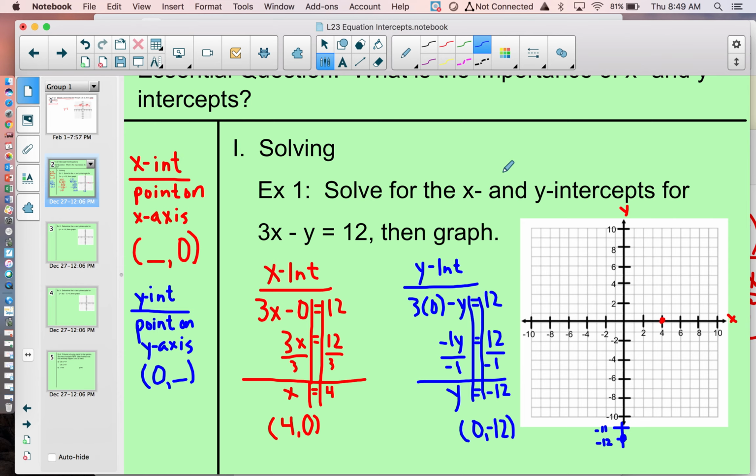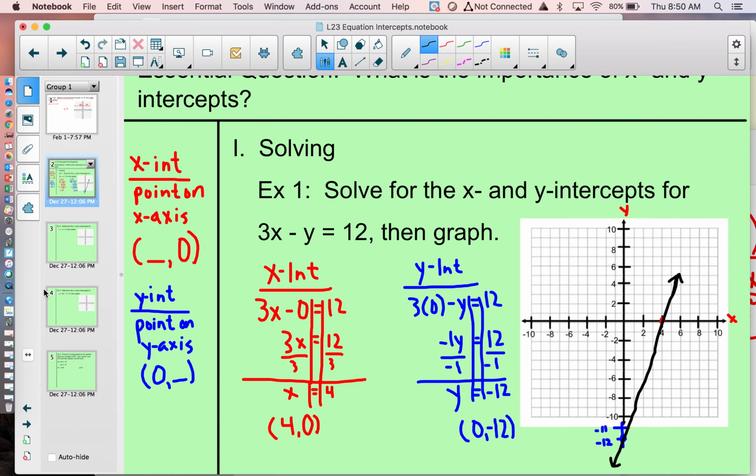Now all we're going to do is take our 2 intercepts and draw our line right here as straight as we can, straight through them. Draw our arrows, and we're done. So we're just finding our x-intercept and our y-intercept.